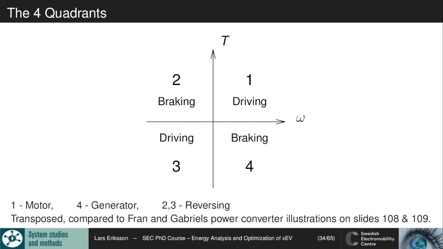So when we talk about electric machines, we have 4 quadrants. One quadrant is the driving quadrant, and one quadrant is the braking quadrant. And this is when we're going forward. If we go backwards, we have the opposite. So if we go backward with negative torque, we are driving the vehicle backwards, and when we're going backwards but with positive torque, we are doing braking in the reverse direction.